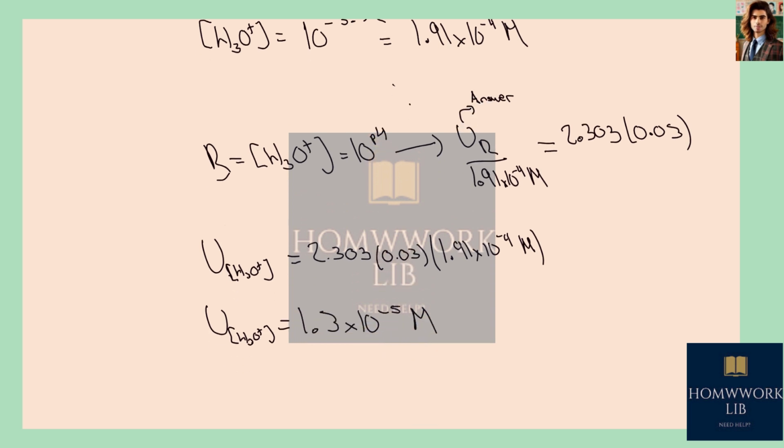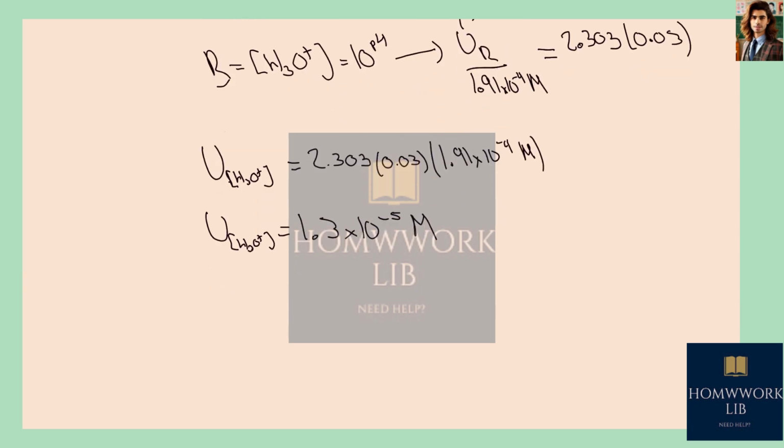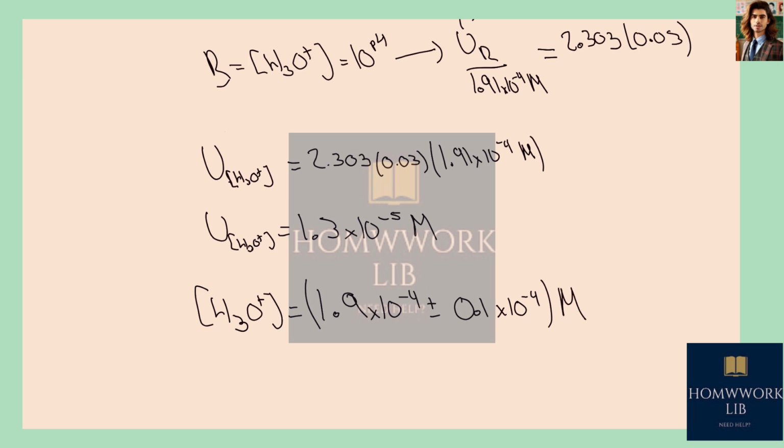Now, how do I report the result of the concentration of H3O+? This would be my result reported in the significant figures that I have. So it would be 1.9 times 10 to the minus 4 plus or minus 0.1 times 10 to the minus 4, and all of this in molarity. And this would be your final answer. Thanks.